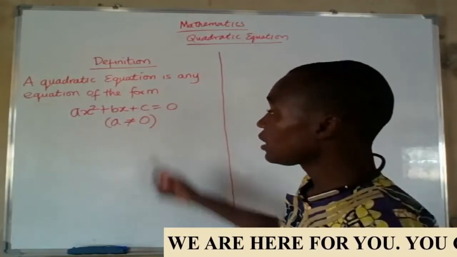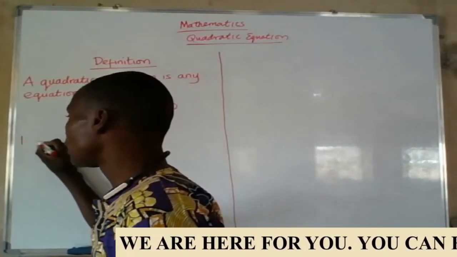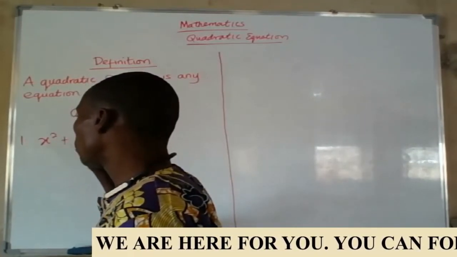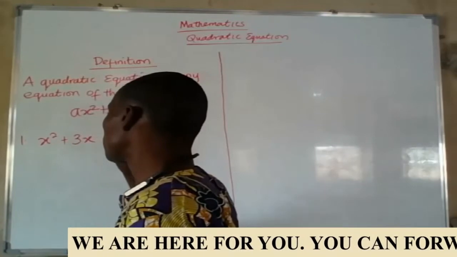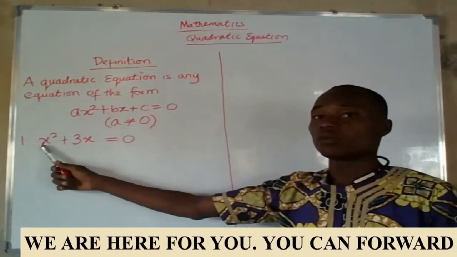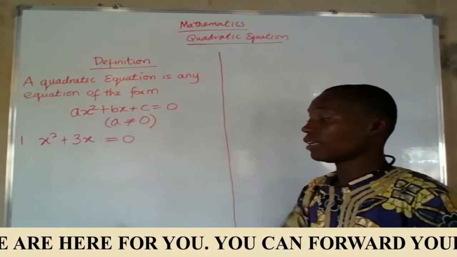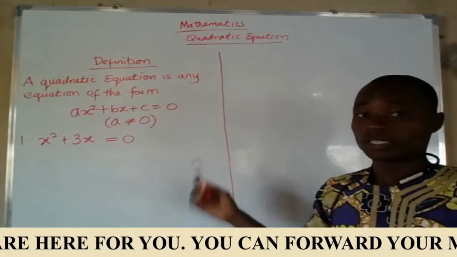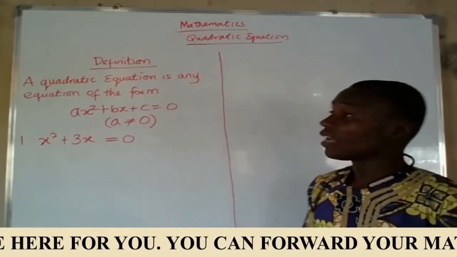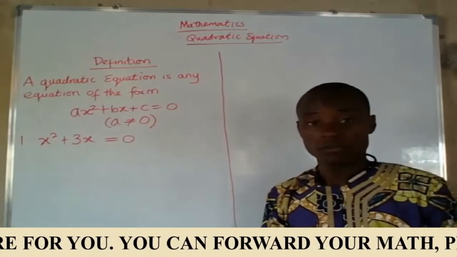The first possibility is where c is 0. For instance, if you have a quadratic equation like x squared plus 3x is equal to 0. In this particular case, a has a value of 1, not 0. b has a value of 3, but c has a value of 0. This is a quadratic equation in itself, and any formula that works for this will also work for this.